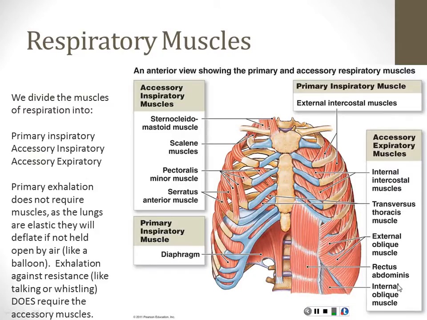The accessory expiratory muscles, we do use them in exercise, but where we're most conscious of using them is if we're breathing against resistance. So this is talking, singing, blowing up a balloon, playing a wind instrument, whistling. Anytime we're pushing air out, the lungs don't have a pushing mechanism.